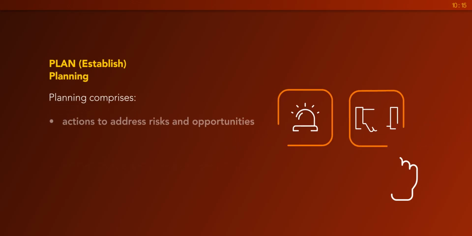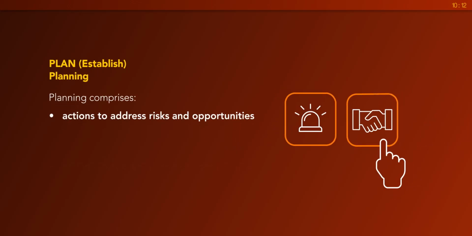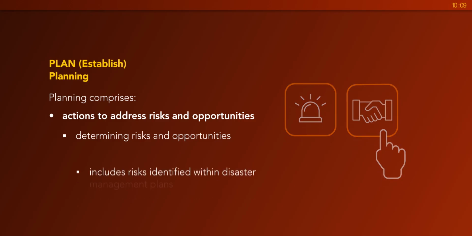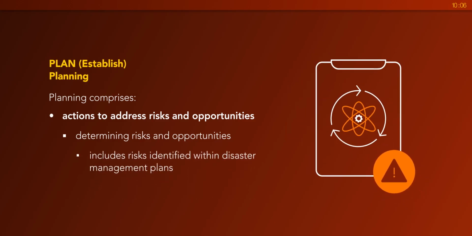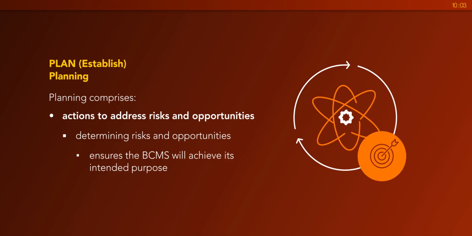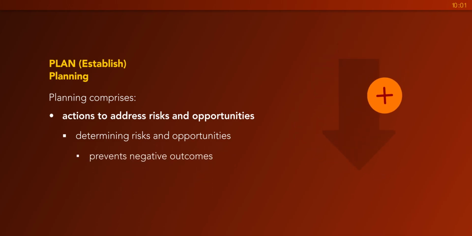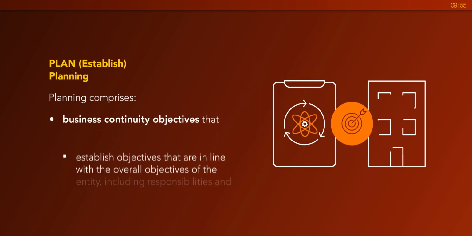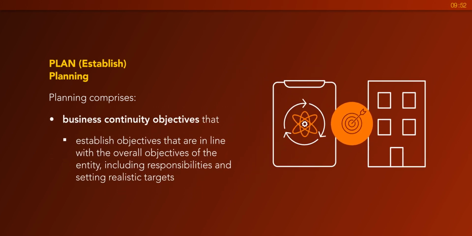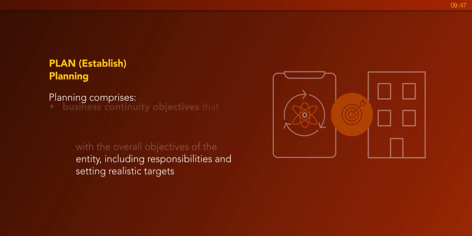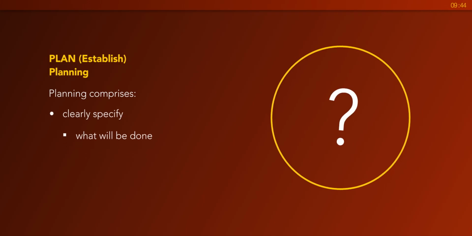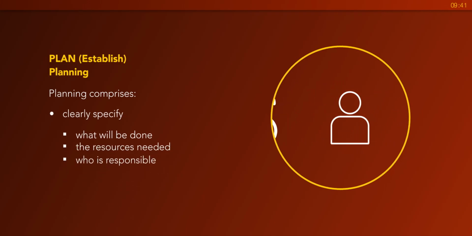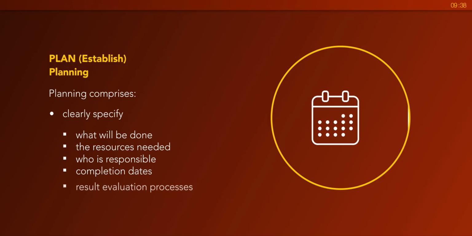Planning. Planning comprises actions to address risks and opportunities. Determining risks and opportunities includes risks identified within disaster management plans, ensures the BCMS will achieve its intended purpose, prevents negative outcomes, and facilitates continual improvement. Business continuity objectives that establish objectives that are in line with the overall objectives of the entity, including responsibilities and setting realistic targets, and clearly specify what will be done, the resources needed, who is responsible, completion dates, and result evaluation processes.